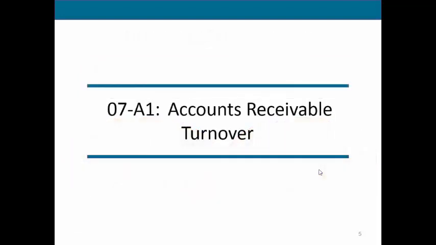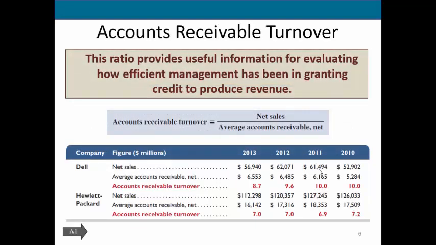And then finally, we're going to talk about some ratios related to accounts receivable, and we're talking about the accounts receivable turnover. This is just a ratio that helps us to look at how quickly management is turning over their accounts receivable. And what we mean by turnover is how quickly are they collecting those accounts receivable, and are they making sales from those accounts receivable?